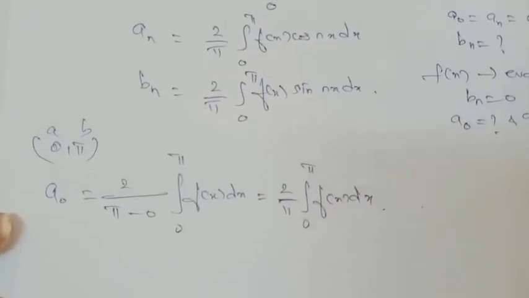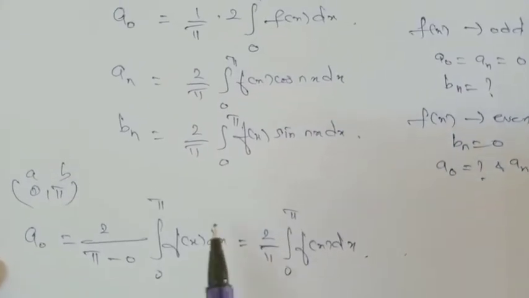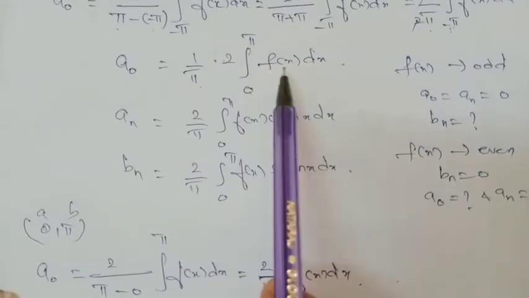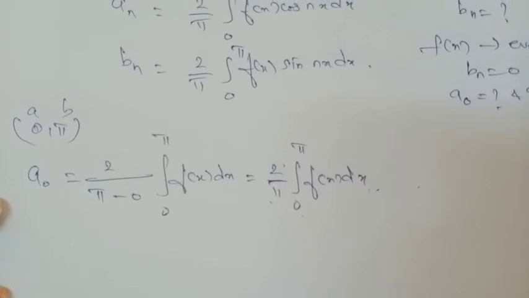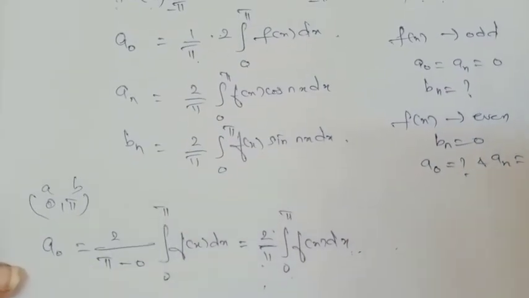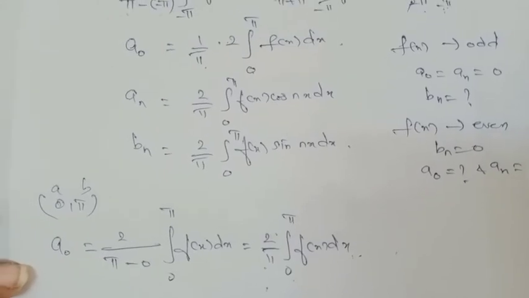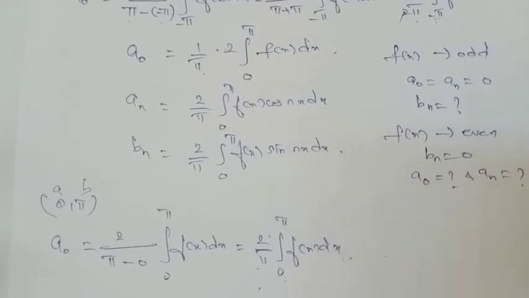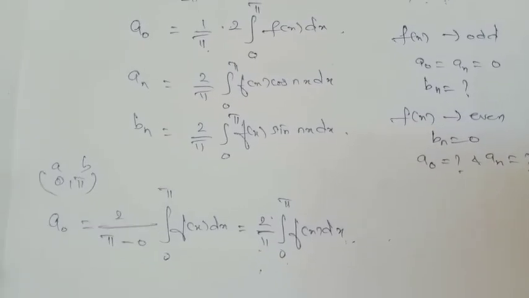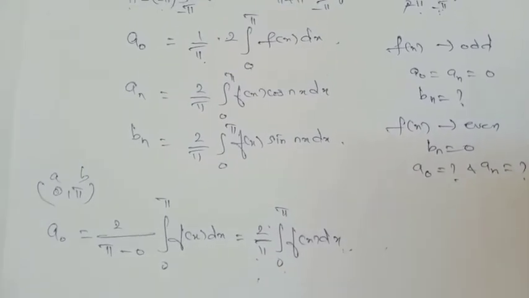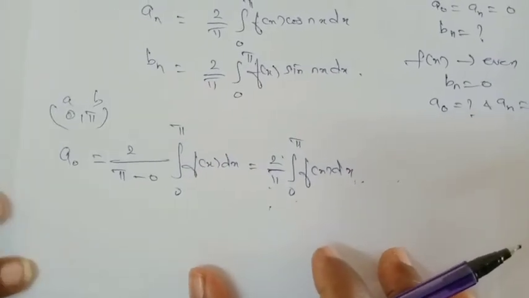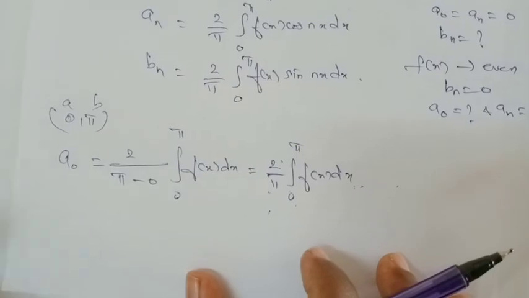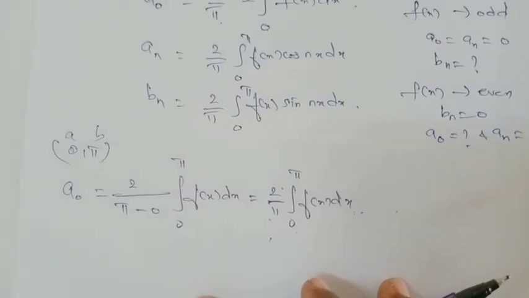So there is nothing specific to simplify. If you observe, you will understand: 2 by pi integral 0 to pi f of x dx. Here also 2 by pi integral 0 to pi f of x dx. So there isn't much difference in the formula of both the types, that is minus pi comma pi and 0 comma pi. Though 0 comma pi is named as half range series, there isn't any difference in the formula. So this is the way you need to understand this formulation. You should never forget this formulation. If any doubt occurs, you can use this formulation in order to resolve it.